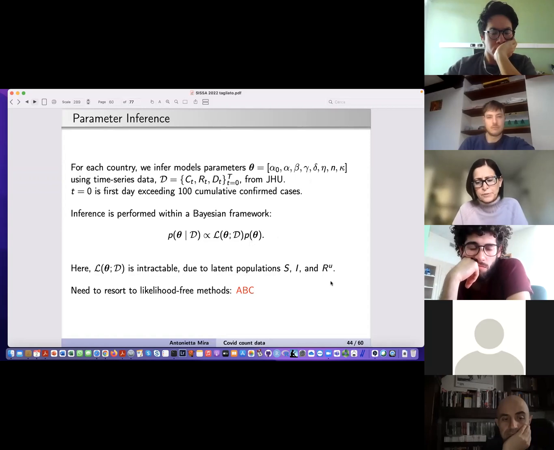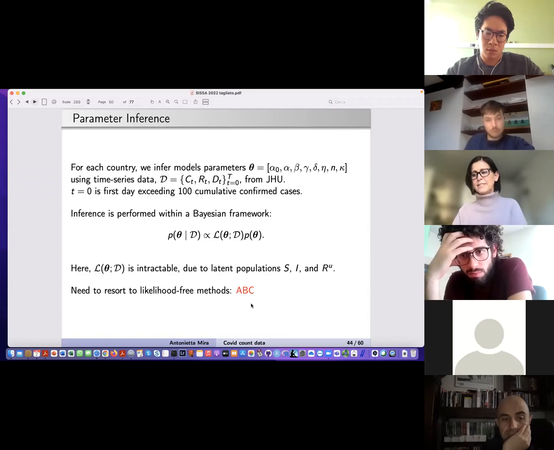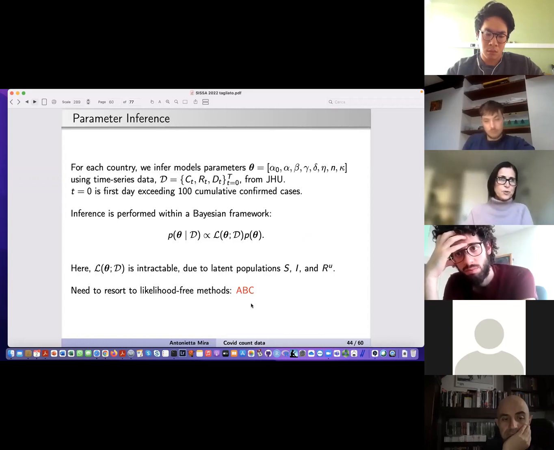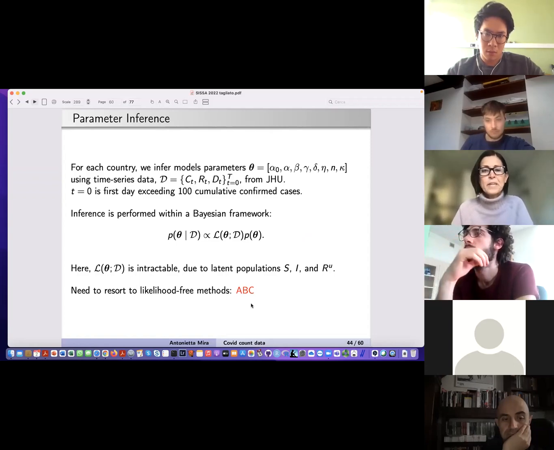Therefore, to estimate this model, we resort to approximate Bayesian computation, which is a likelihood-free methodology. I will not tell you about ABC. This is something I covered for you. I think it was 2017 when I gave a seminar on ABC. I went back and looked at my slides. So if you want to know how ABC works, you can listen to that previous talk of mine.